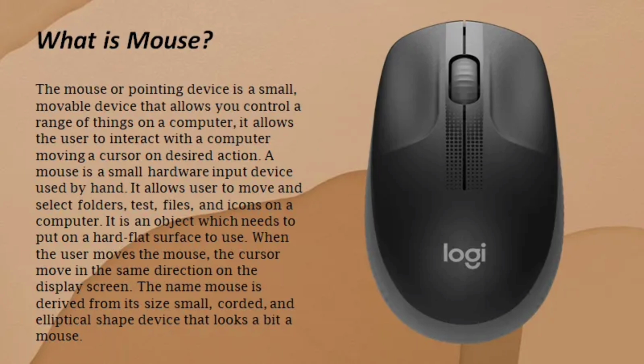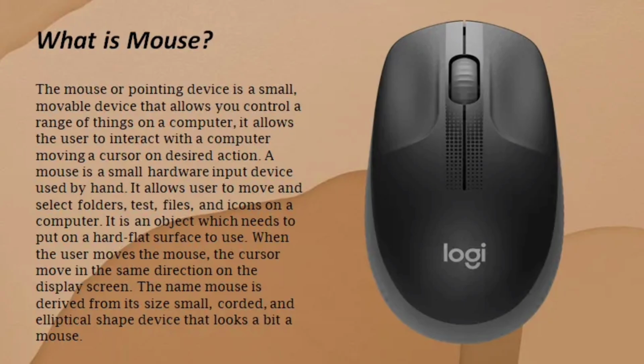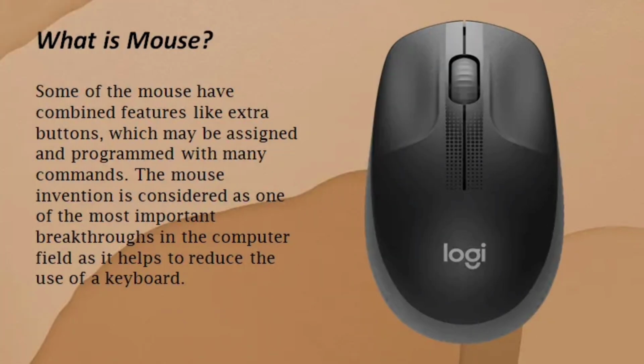It is an object which needs to be put on a hard flat surface to use. When the user moves the mouse, the cursor moves in the same direction on the display screen. The name mouse is derived from its size: a small, corded, elliptical shaped device that looks a bit like a mouse. Some mice have combined features like extra buttons, which may be assigned and programmed with many commands. The mouse invention is considered one of the most important breakthroughs in the computer field as it helps to reduce the use of a keyboard.